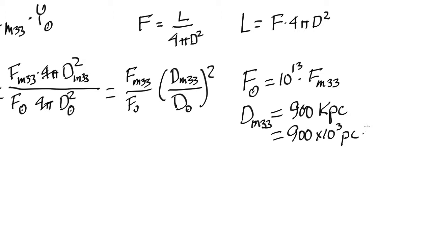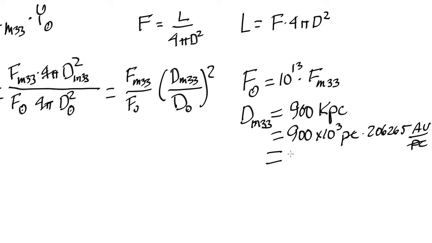And a parsec is defined as being 206,265 astronomical units. So there's 206,265 astronomical units, which is the distance from the Earth to the Sun, per parsec. So that means that this very large number, 900 times 10 to the 3, times 206,265, is the distance to M33 in astronomical units.